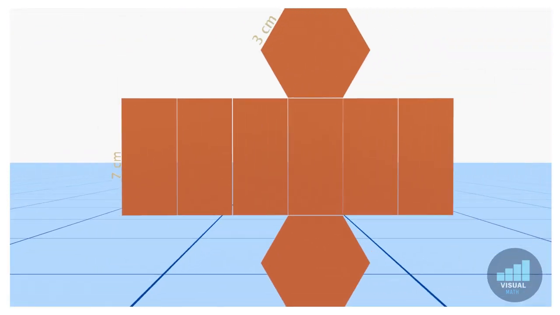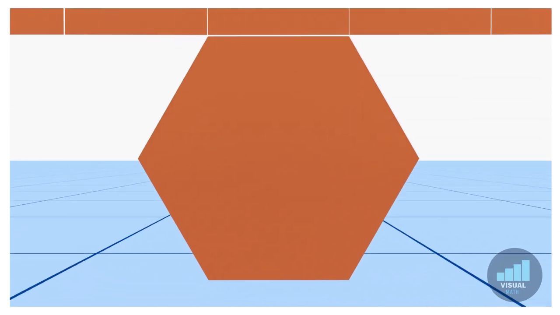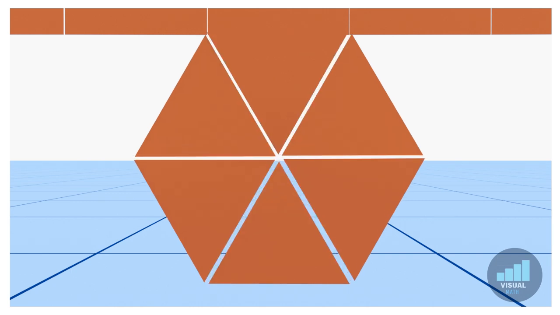Now let's build a formula to find the total surface area. We need to add twice the area of the hexagonal bases and six times the area of the rectangles on the sides. To make things easier, let's break down one of the hexagons. If we divide it into smaller parts, we get six identical equilateral triangles. This will help us calculate the area of the hexagon more easily.